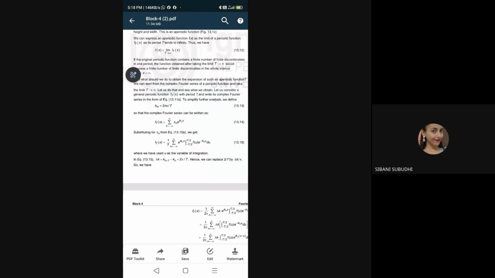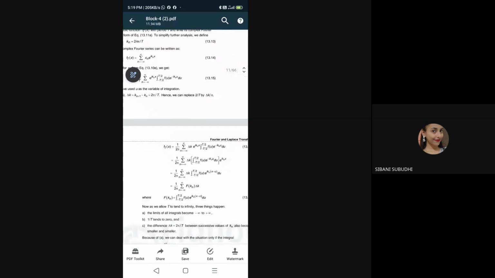You know delta k is equal to k(n+1) minus kn is equal to 2π by T. So we can replace 1 by T by delta k by 2π. And our f(x) can be written as 1 by 2π summation n equals minus infinity to infinity delta k.